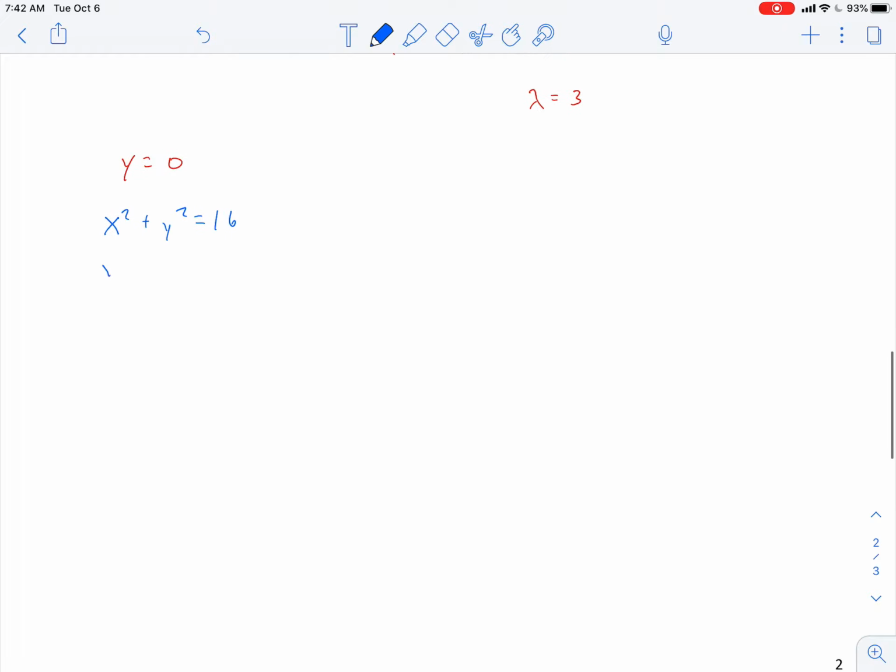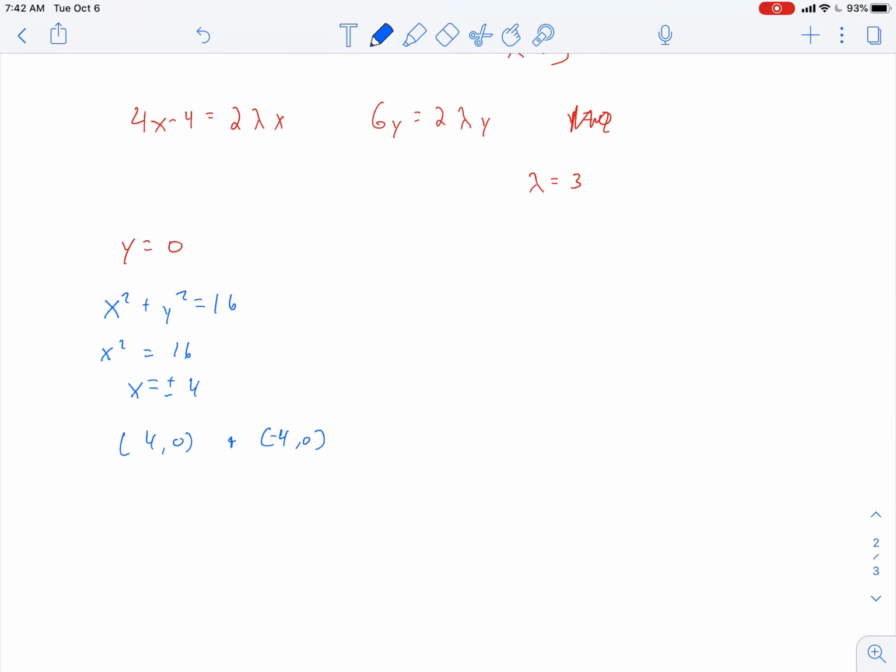But y is 0, so it's just x squared equals 16. x equals plus or minus 4. Square root of 16 is 4. All right, so when y is 0, x is going to be 4 and negative 4. So those are two critical points that we're going to have on our constraint.